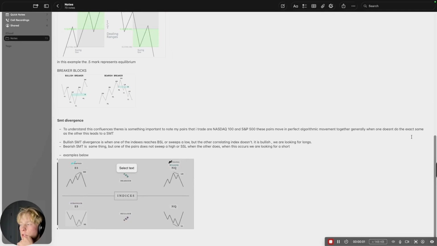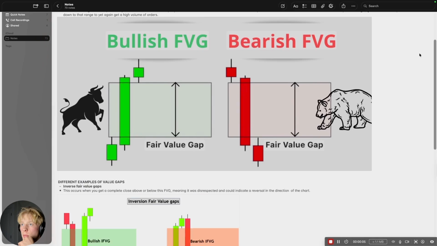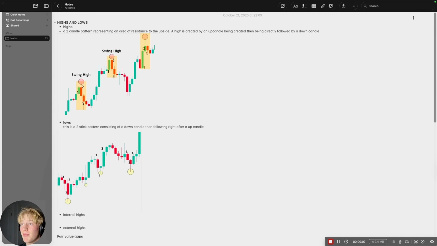Okay, this is going to be a quick run over of ICT confluences, and pretty much every single little confluence that you'll need to understand my strategy when I eventually explain it down the road. So, first, understanding the market.